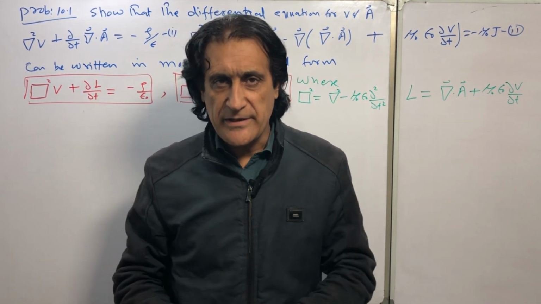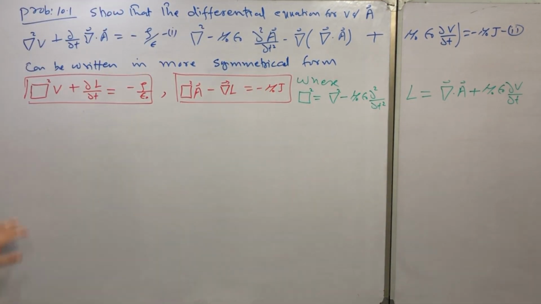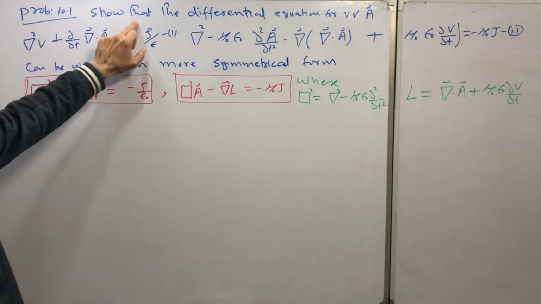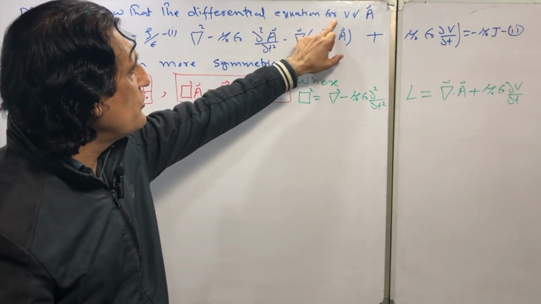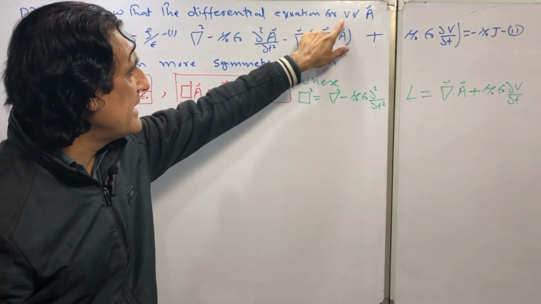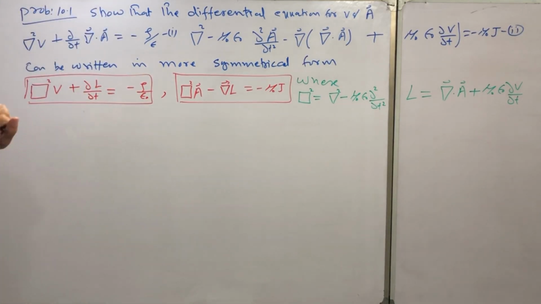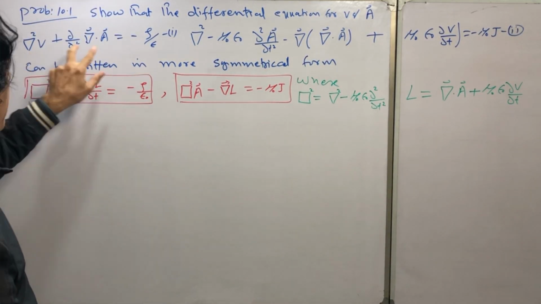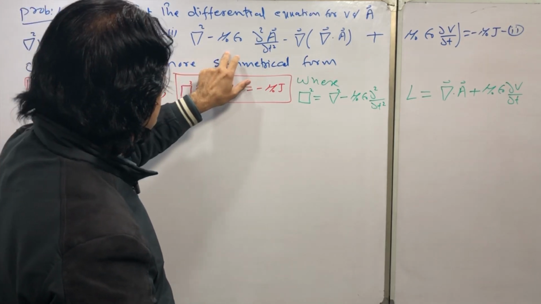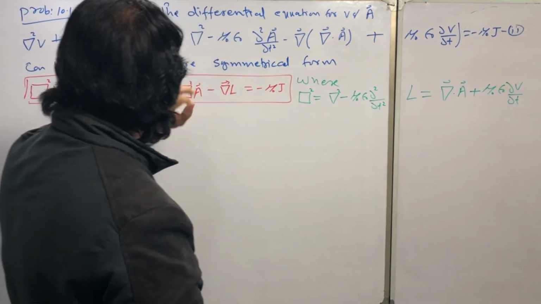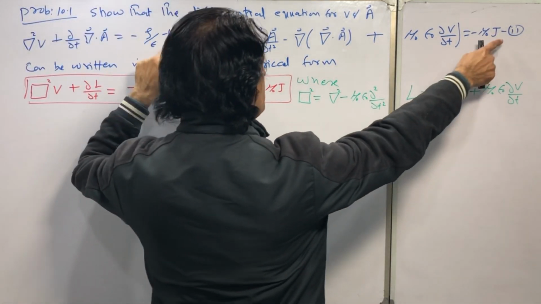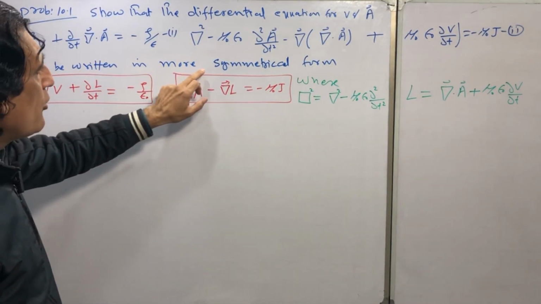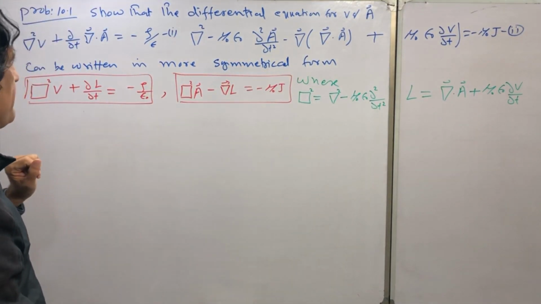Discuss some problem related to chapter number 10. The first problem, 10.1: show that the differential equations for V and A, the scalar potential and vector potential, which we have been given as equation 1 and equation 2, can be written in a more symmetrical form.